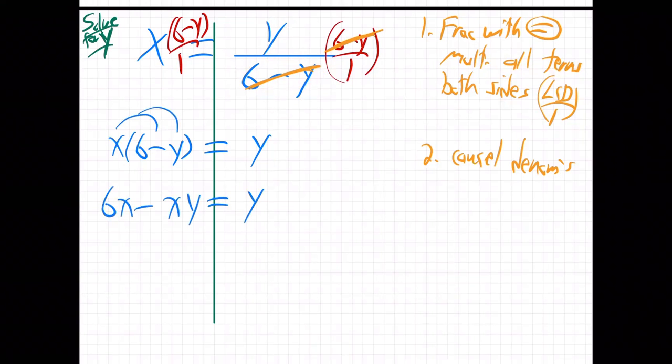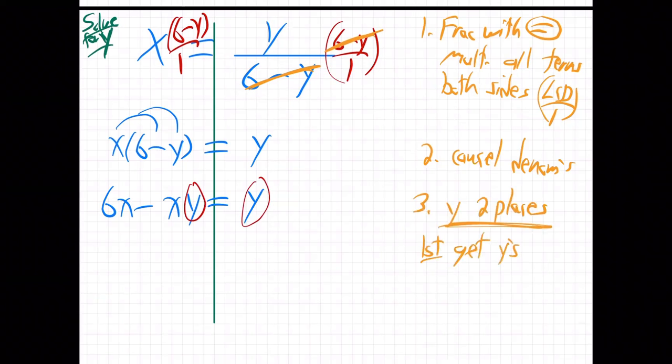All right, so it's nicer now. There's no more fractions. But now, remember, from the beginning, they want us to solve for y. So how are we going to solve for y? Well, notice something with me. y is here and it's here. So we've got to be careful. When y is in 2 places, what do you have to do first? Get the y's on the same side.